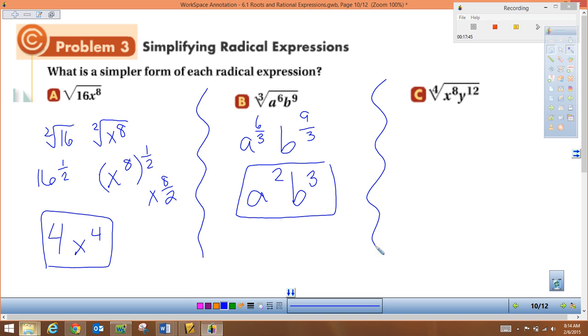Trying one more. You don't have to write out this step, but I think that it helps to not make any mistakes, okay? So let's see. X to the 8 over 4 and y to the 12 over 4. Simplifying, we get x squared, y cubed.